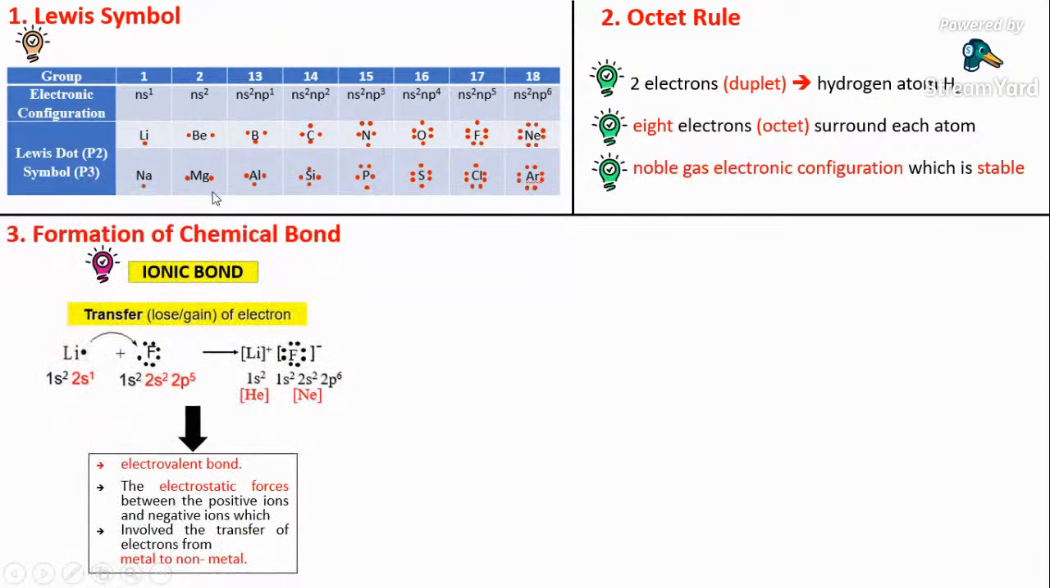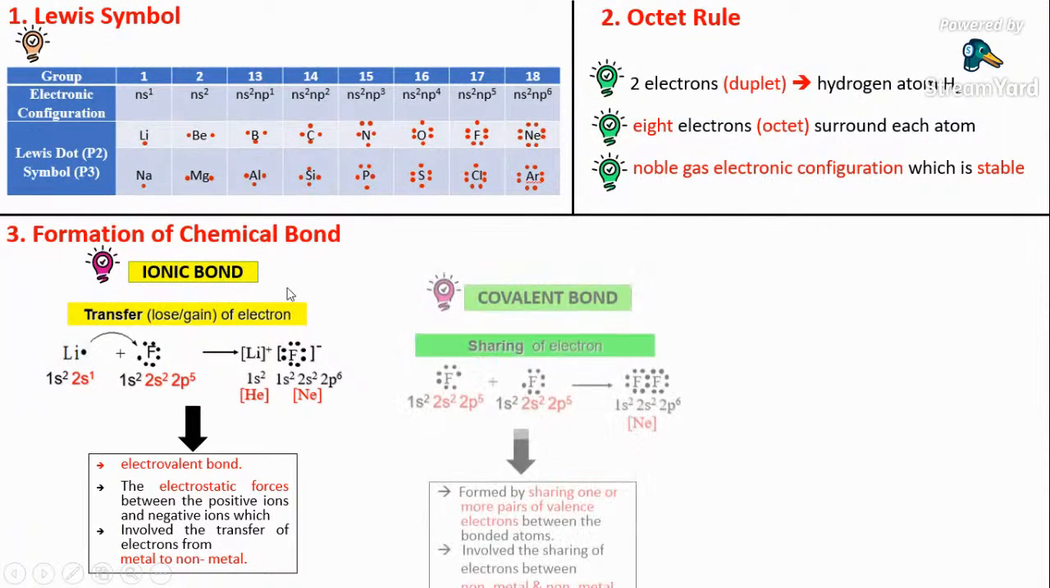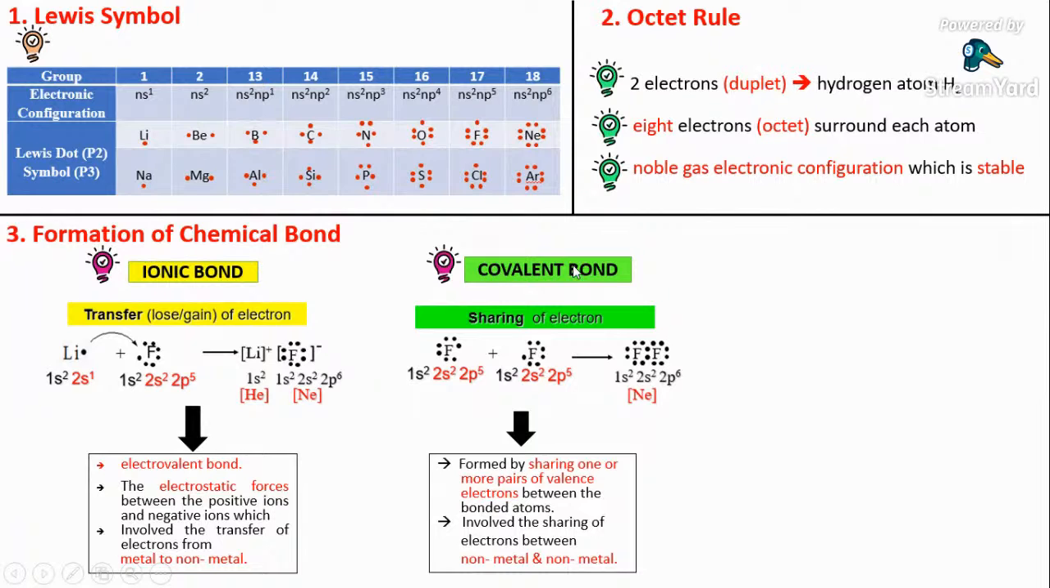Next is the formation of chemical bond. For the formation of chemical bond, there are two: one is ionic bond, another one is covalent bond. You have to be clear. Ionic bond is the transfer of electron. It is the reaction between metal and non-metal.